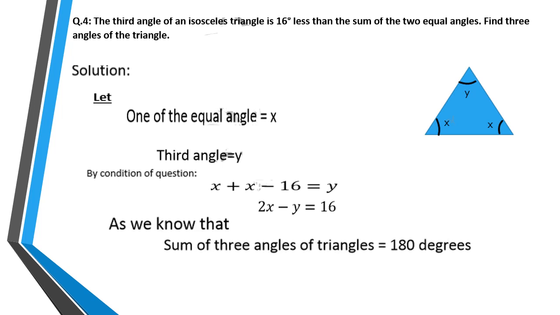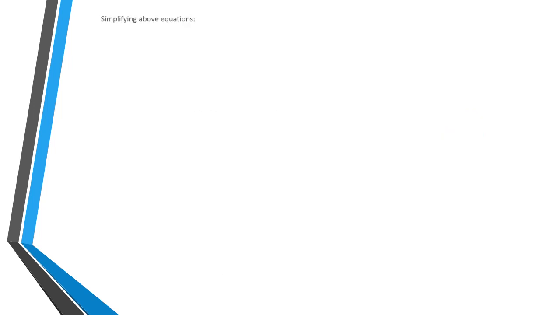As we know, the sum of three angles of a triangle is 180 degrees. So the sum of two angles x plus the third angle is equal to 180 degrees. Simplify the above equations. 2x minus y is equal to 16. 2x plus y is equal to 180. These are equation number 1 and 2.